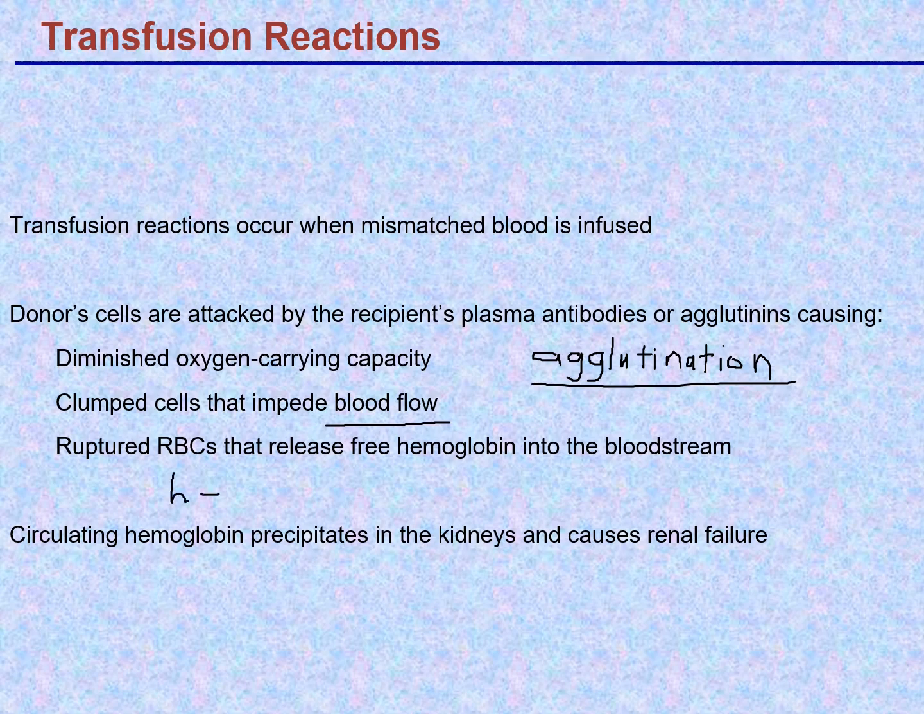Rupture of the red blood cells is called hemolysis, and that can release free hemoglobin, and free hemoglobin actually is fairly toxic. It can cause damage in the kidneys because it will precipitate in the kidneys, and if there's enough of it, it can actually cause renal failure.